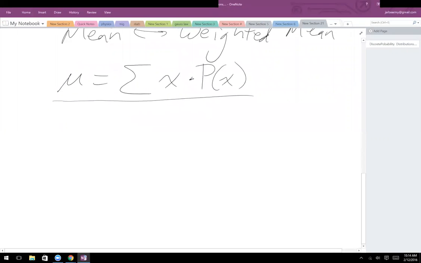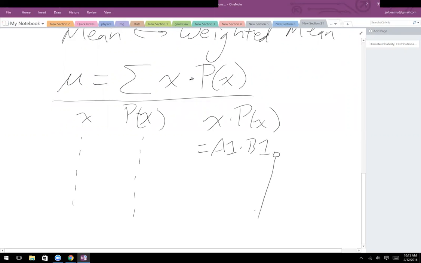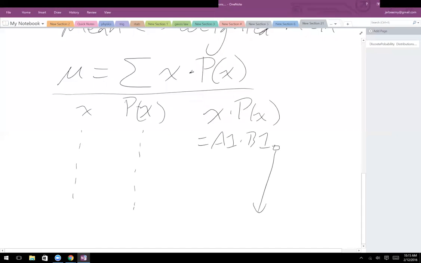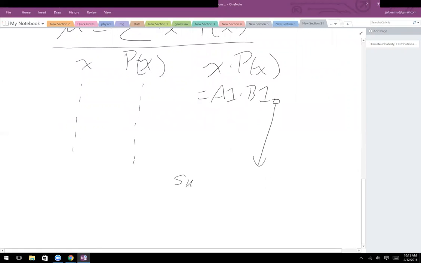The bad thing about it, as we said whenever we did weighted mean, is that Excel doesn't actually have a weighted mean function in it. So you have to have one column that has your x, make another column that has p of x, and then you need x times p of x. So you say equals A1 times B1 or whatever, and then drag that down, and then do the sum of that column.